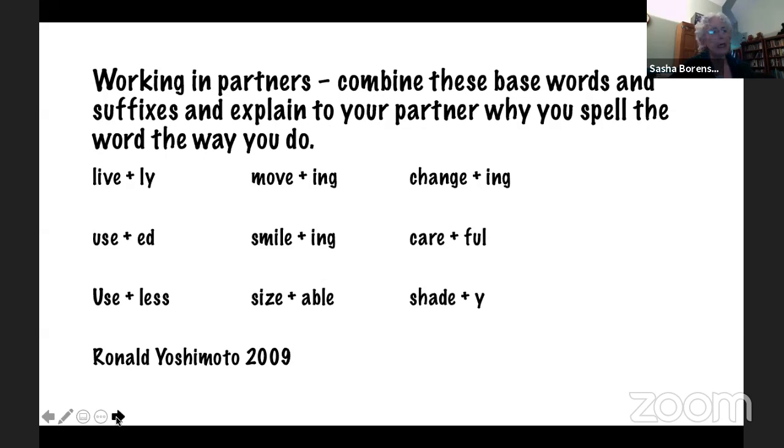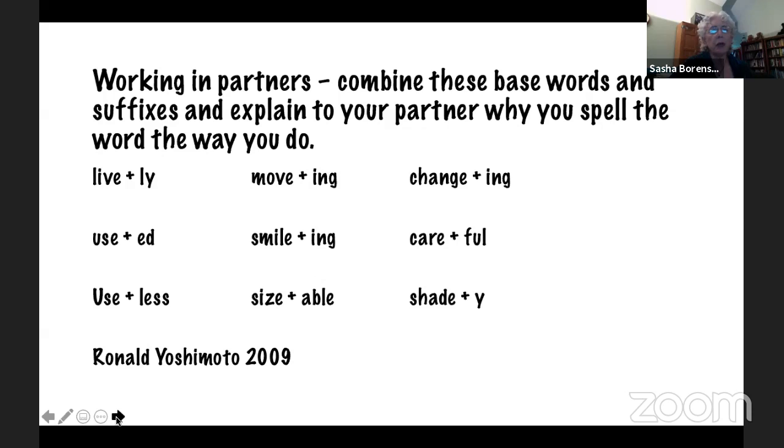Give me one of your words. Sizable. Okay. And I removed the E. Okay. And why did you do that? Because the suffix starts with a vowel. Exactly. I'm modeling what I want you to say to your kids, by the way.